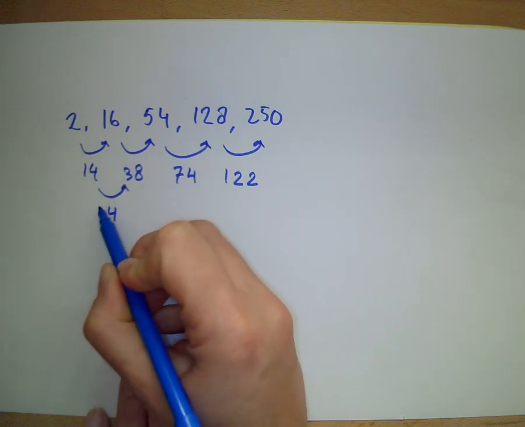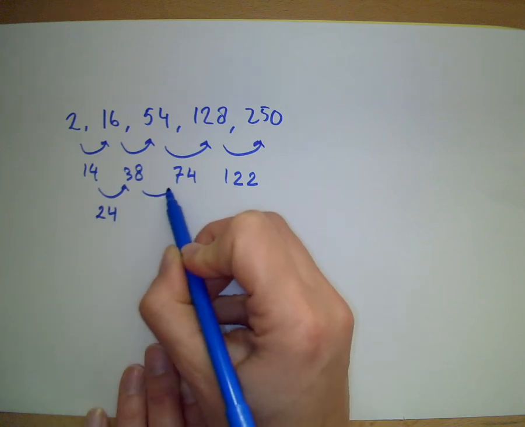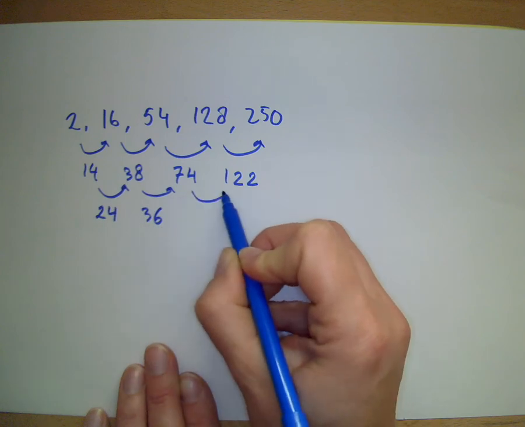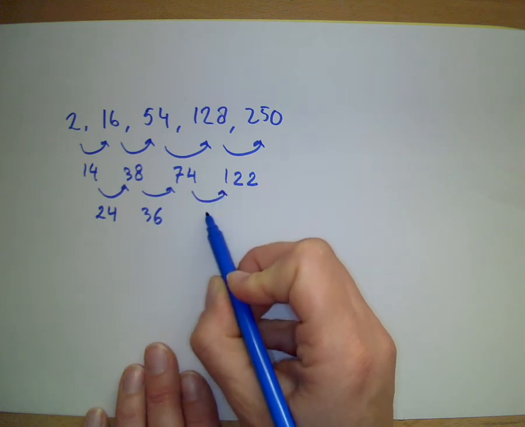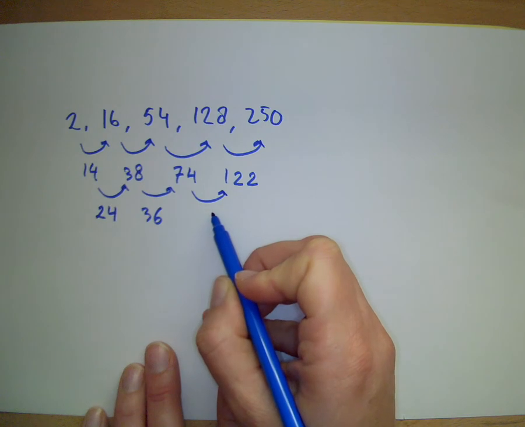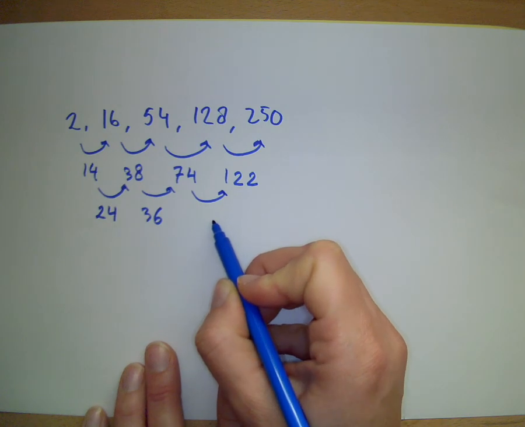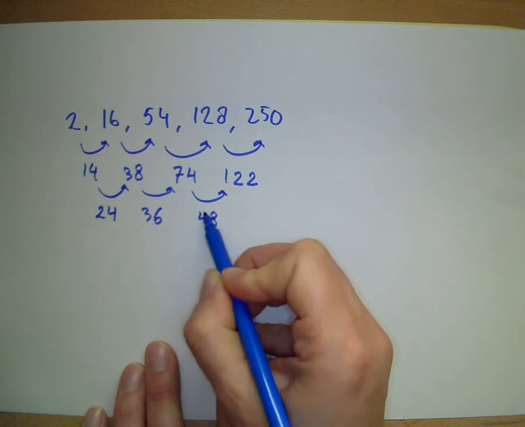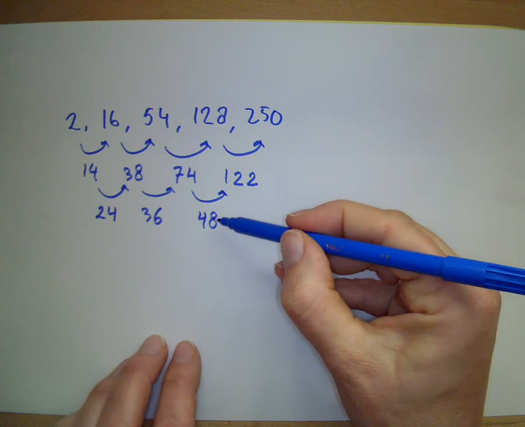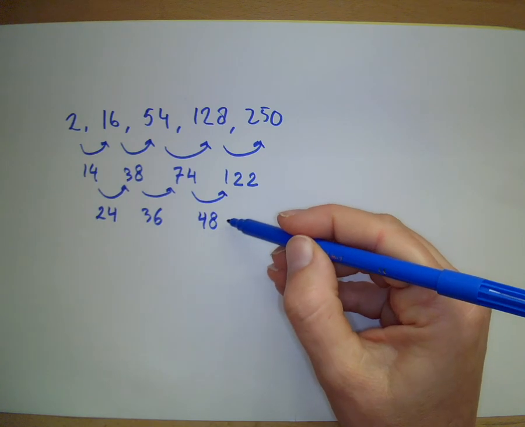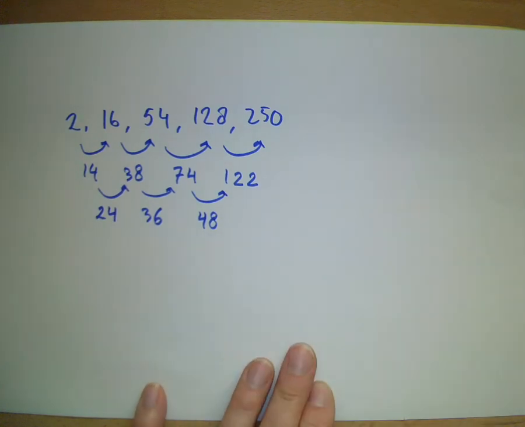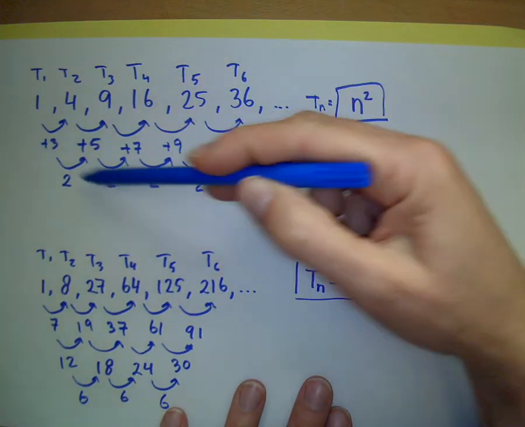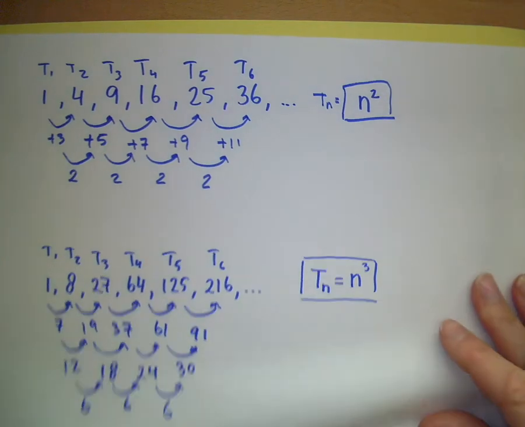24. Here, 36. 48. Okay, these are not the same. So it doesn't look like our n squared type of sequence, right?